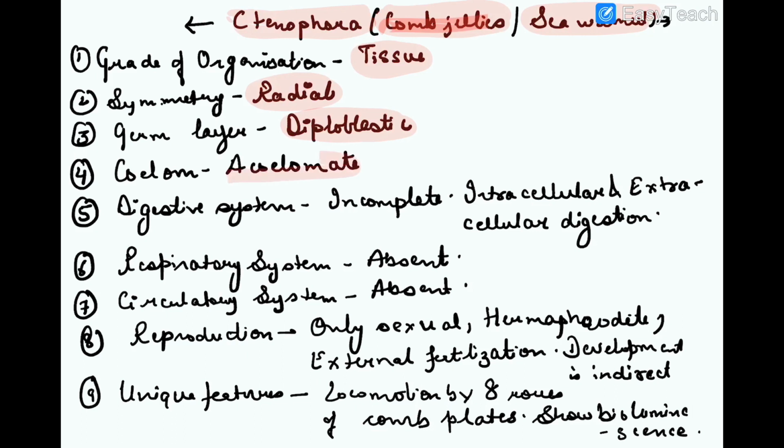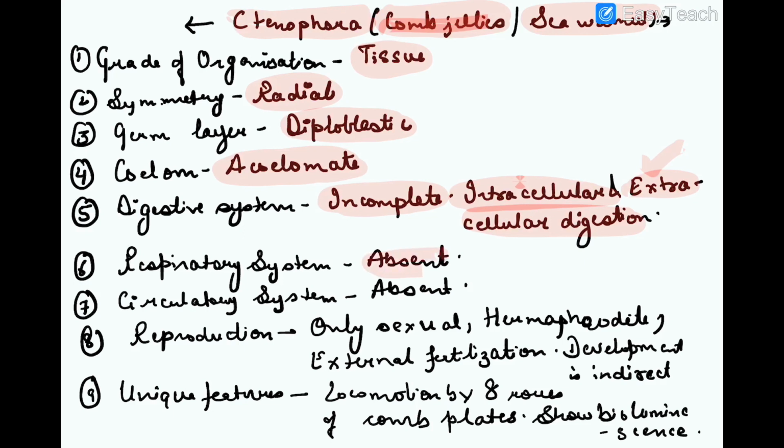Coelom: they are acoelomate, that means the body cavity or coelom, which is the space between the body wall and the gut wall, is absent. Digestive system is incomplete, which means that they have a single opening for mouth and anus. They have both intracellular and extracellular digestion, which means digestion takes place within the cell in intracellular digestion and outside the cell in extracellular digestion.